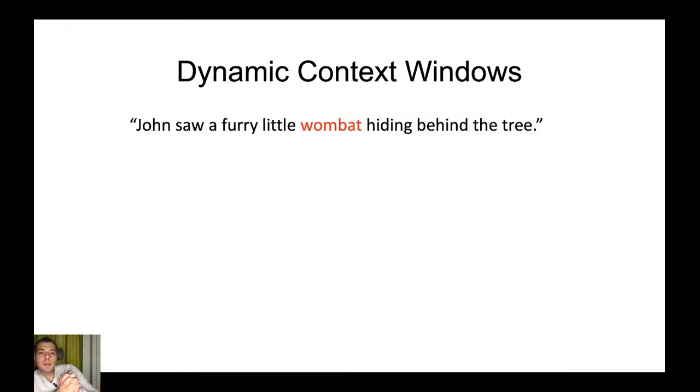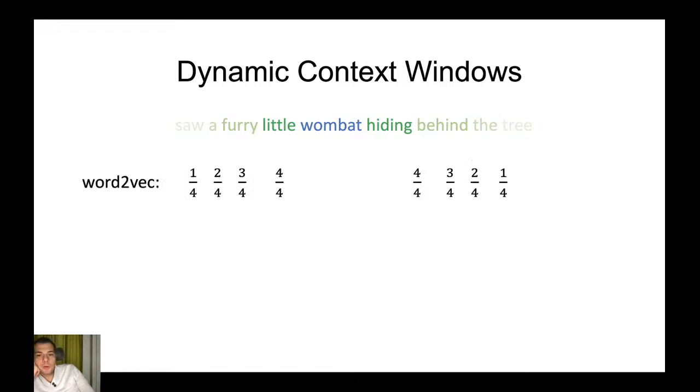The first idea, dynamic context windows, was applied in neural word embeddings to weight the words in the context. Here we have the target word wombat, as in the previous example, and we have this context of four words. Instead of assigning equal weights to all the words in the context, in Word2Vec they propose to weight the context by how close they are to the target word. So the words immediately to the left and right have a weight equal to 1, and then the weights decrease to 3 divided by 4, 2 divided by 4, and 1 divided by 4.